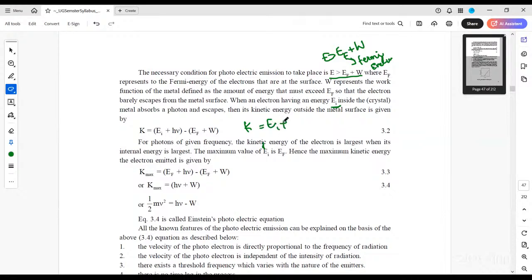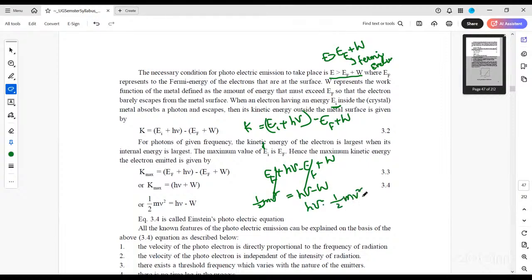The energy when it is incident is h nu minus EF plus work done. From this, the initial energy is treated as Fermi energy plus h nu minus EF plus work done. EF will cancel. So what you get is h nu minus W equal to the kinetic energy, half m v square. So h nu equals half m v square plus W. This is the formula of the photoelectric effect.